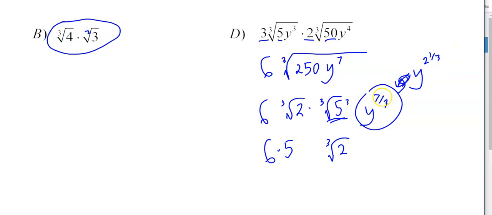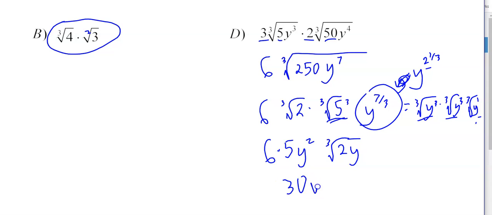Or if you think about it this way, you could write this as the cube root of y to the third times, I'm just thinking different ways, the cube root of y to the third times the cube root of y to the first. Those two y's are going to come out really nicely, there's a y left over inside. So y squared comes out, there's a y left over inside. So your final answer would be 30y squared times the cube root of 2y.